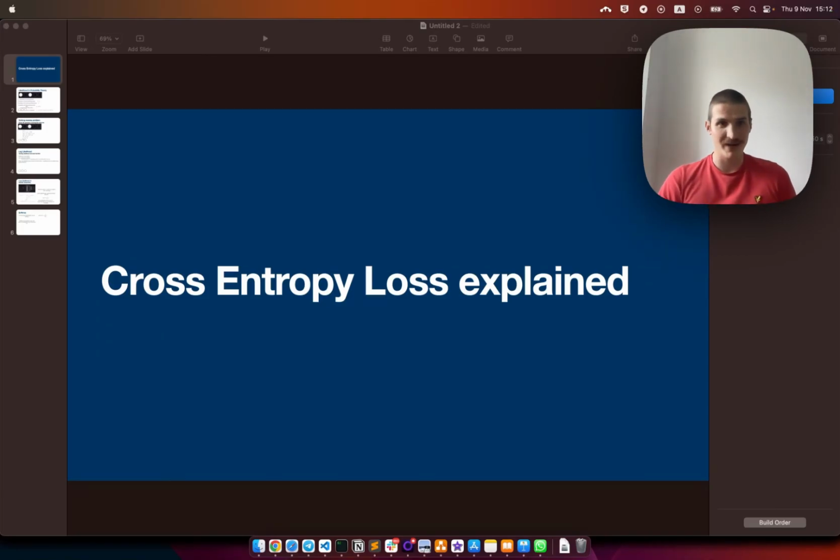Hello, welcome back to Computer Vision Zero to Hero blog series. Today we are going to talk more about cross entropy loss.